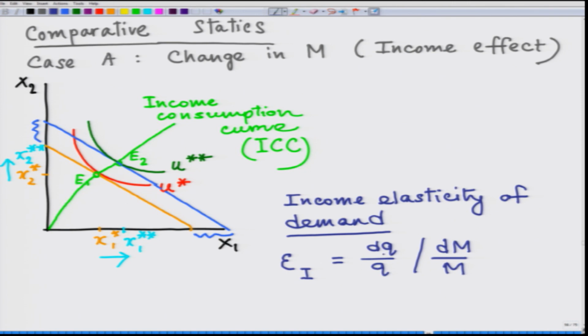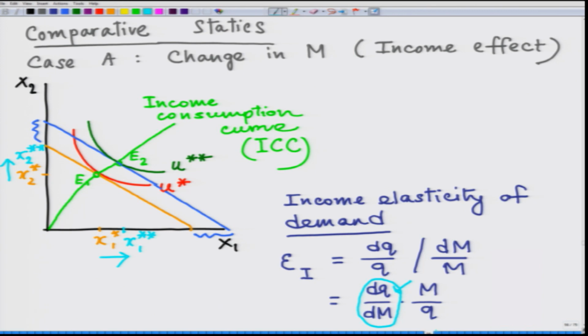Here Q can be either x1 or x2. We can rewrite this as this expression. Now, note this expression, this dQ/dM can take any value, right. So, this derivative measures the responsiveness of quantity demanded with respect to a change in money income. Now, this can take any sign. So, we can see that income elasticity of demand actually depends on this particular derivative value.